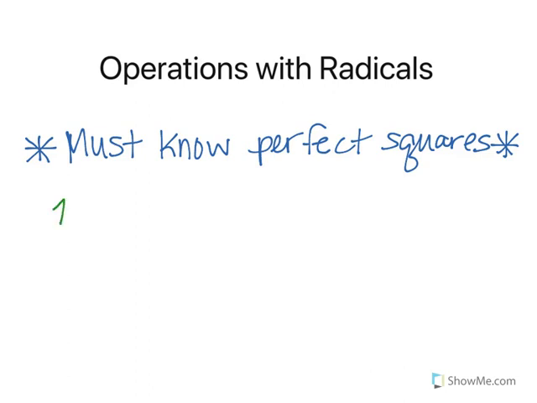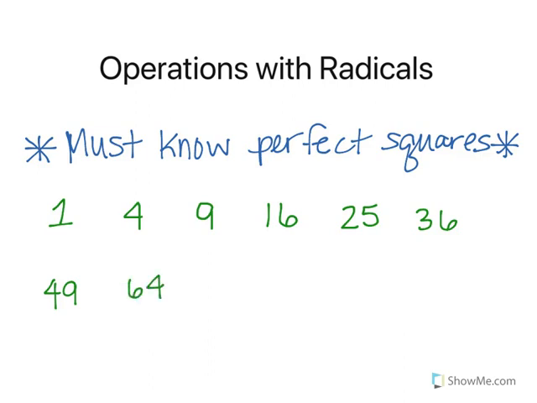So we know 1 times 1 is 1, 2 times 2 is 4, 3 times 3 is 9, 4 times 4 is 16, 5 times 5 is 25, 6 squared, 36, 7 squared, 49, 8 squared, 64, 9 squared, 81, and 10 squared is 100. So those numbers in green are your perfect squares from 1 to 10.